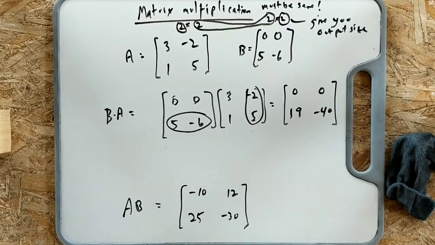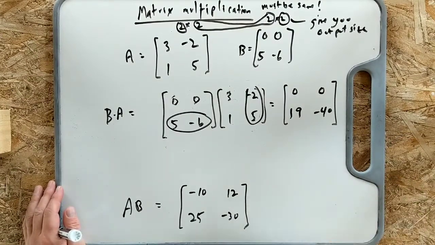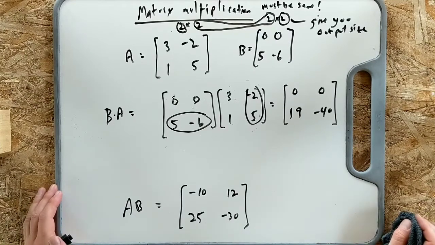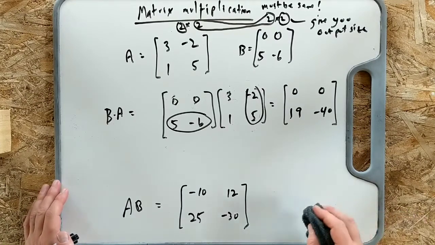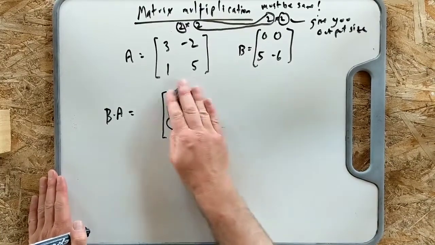Okay, and notice that B times A is not like A times B in any way. So multiplication by matrices is not commutative. In other words, like in real numbers, 2 times 3 is 3 times 2. B times A is not A times B, except in very special cases. So we can't assume they're the same.